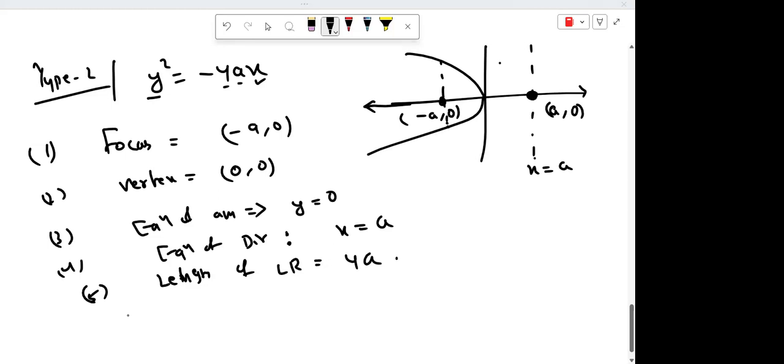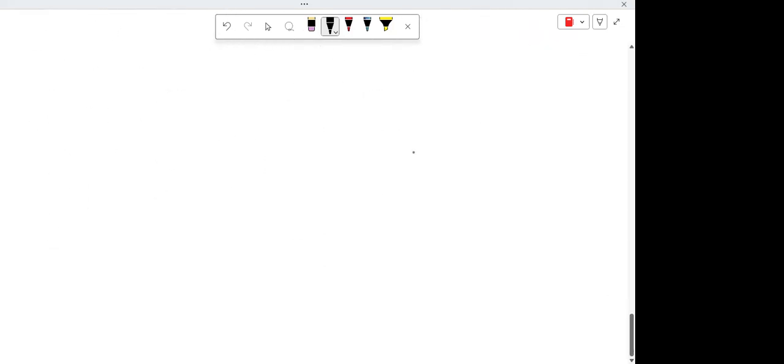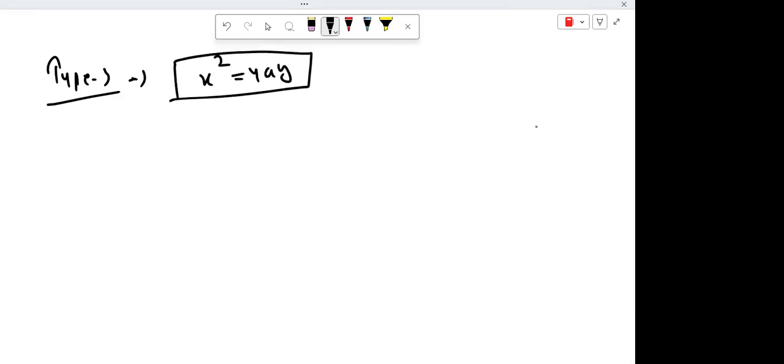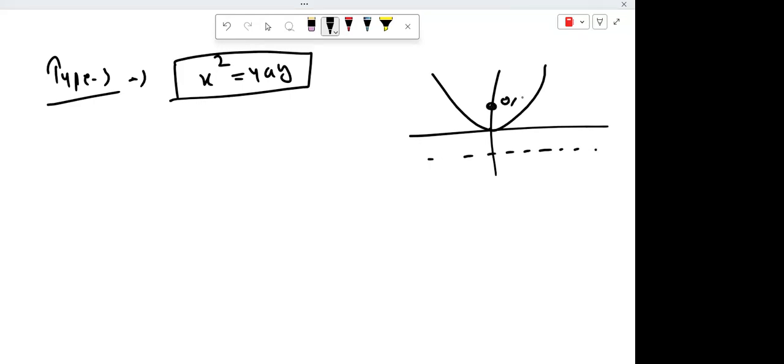Done everyone? Type 3. This equation will look like x square equals 4ay. If it is x square equals 4ay, that means y will always be positive. So the parabola will look like this, the quadratic we have seen since childhood. The focus will be (0, a), and this is (0, negative a).